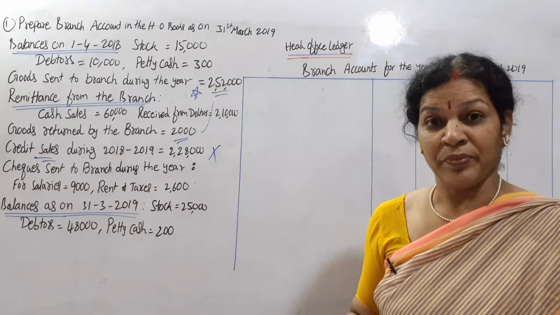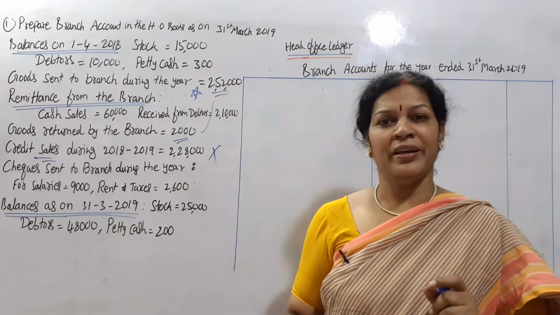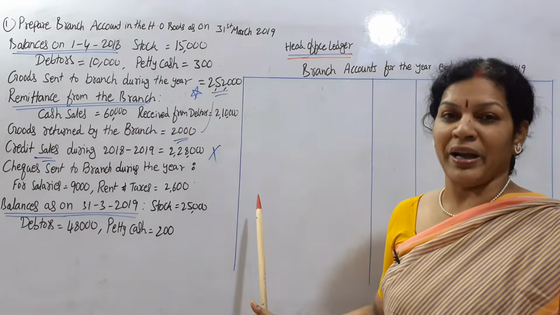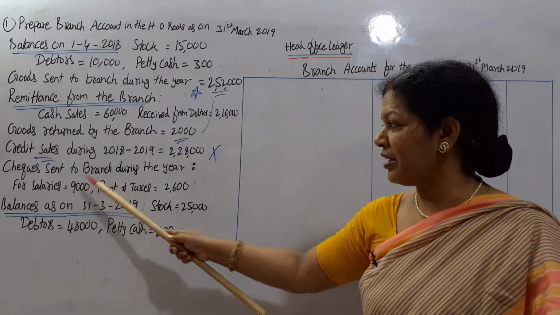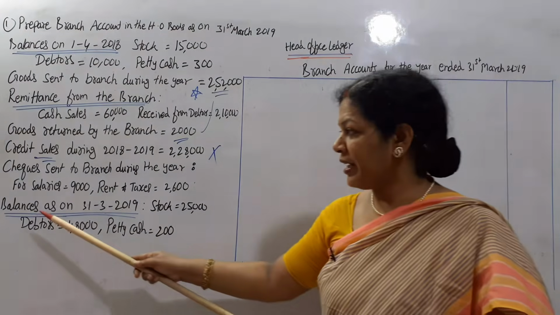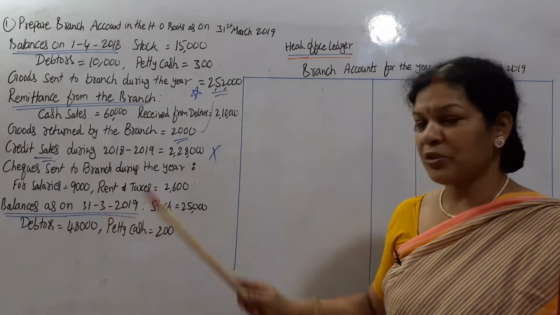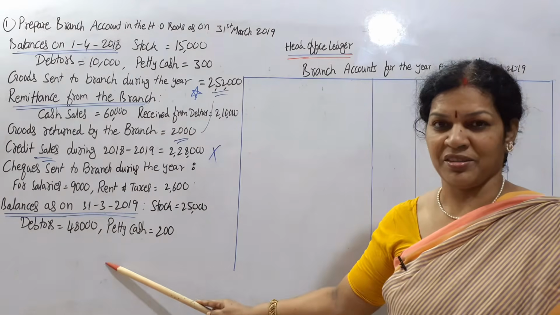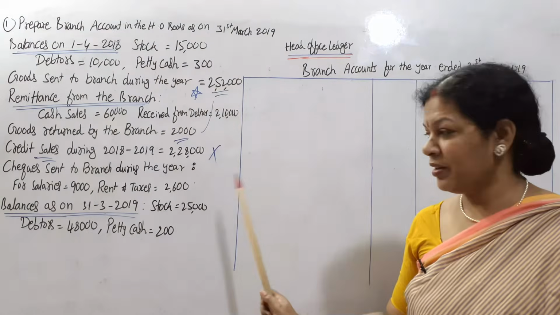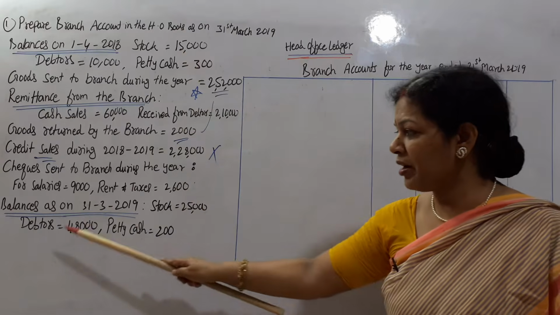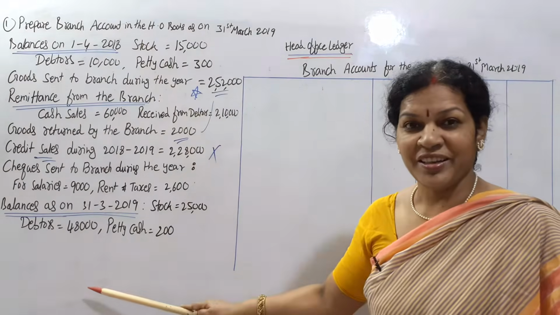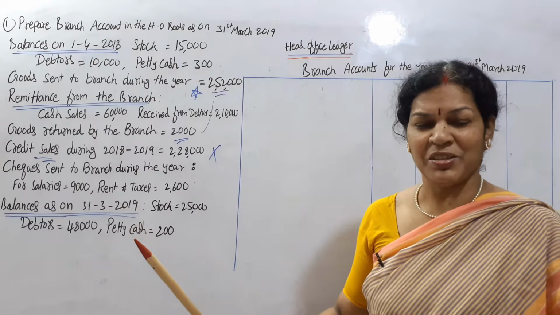It's expenses. Expenses are always borne by the head office only. Any expenses come on the debit side. We'll write to bank, and under that column we'll write salaries, rent and taxes. So on the debit side of branch account we'll write. Lastly, balances as on 31st March 2019, closing balances. Opening balances, stock, debtors, petty cash, debit side. Closing balances same, stock, debtors, petty cash, credit side we'll write. Debit side opening, credit side closing. That's it. Shall we start the problem?